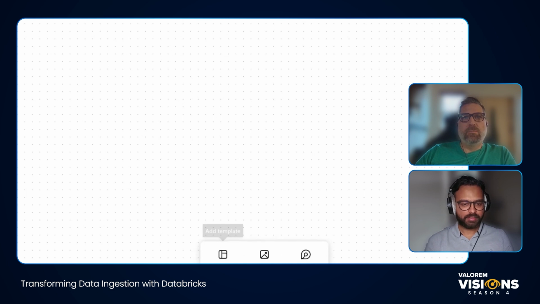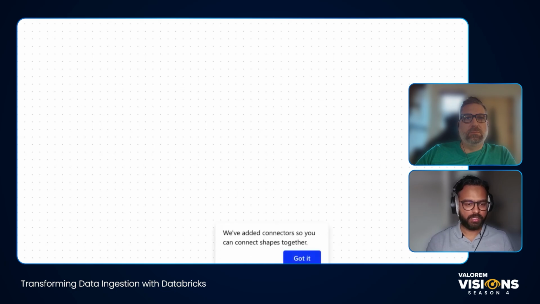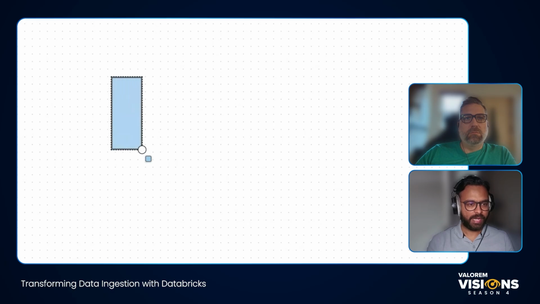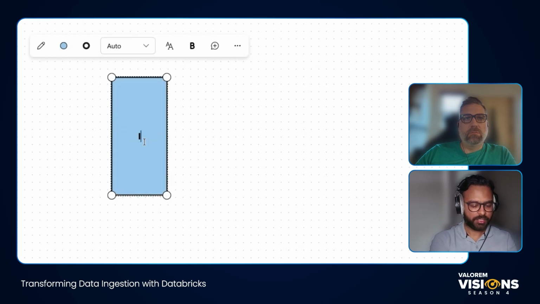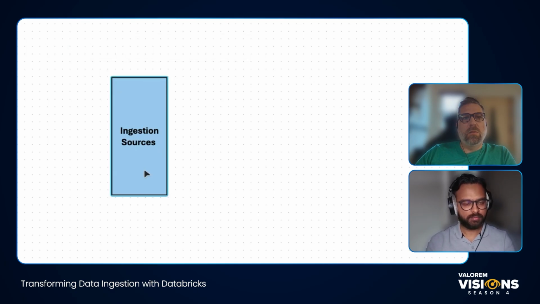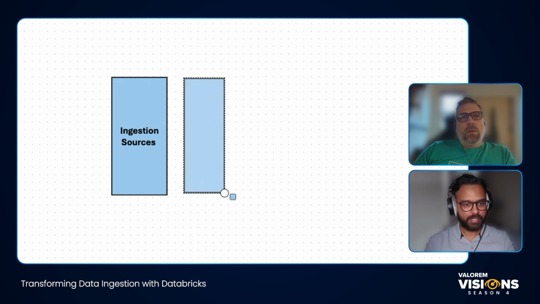Okay, so let's talk about a typical medallion architecture, right? What do you do when you want to create a medallion architecture within Databricks? So you would have your ingestion sources, and these can be different things. Could be SQL Server, could be a different S3 bucket, ADLS. Multiple different things. Documents, whatever. SFTP servers, all sorts of stuff, right?